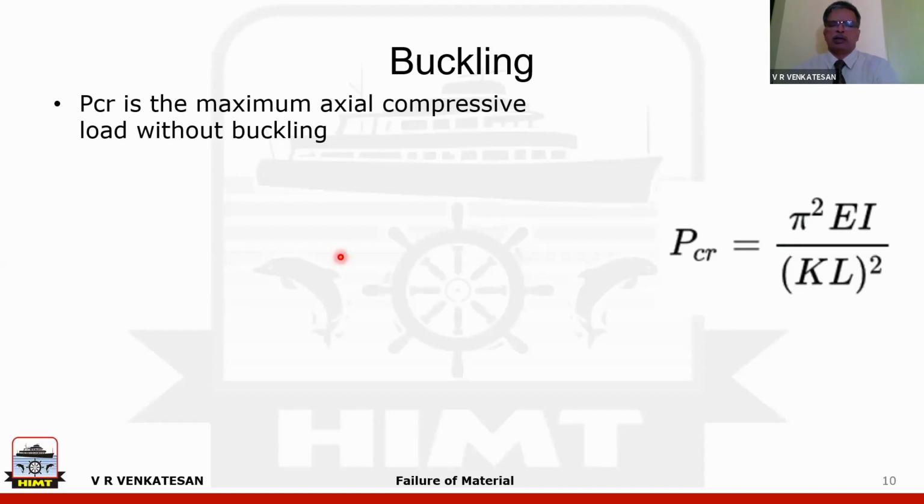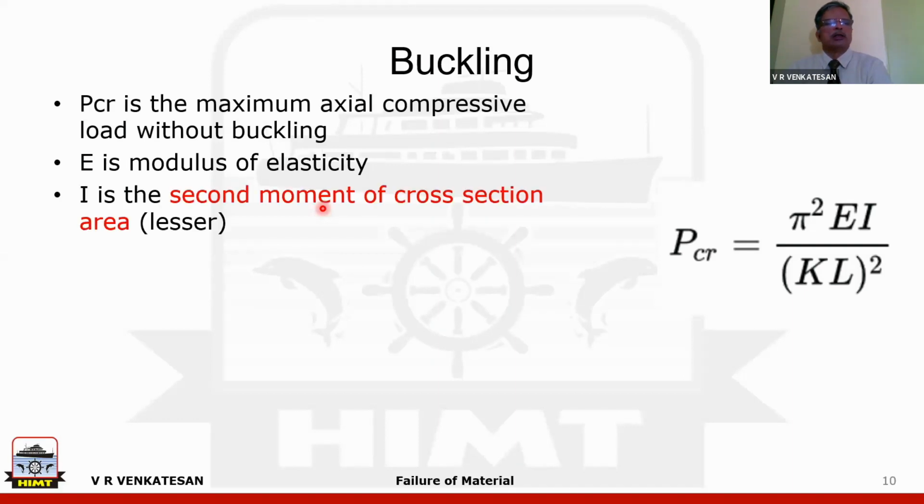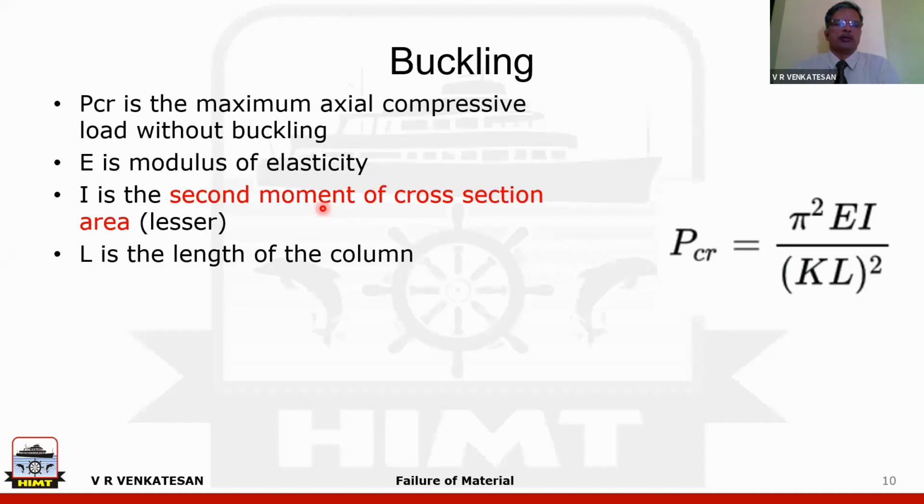In this formula, you can see the letter E stands for modulus of elasticity. I is the second moment of the cross-sectional area, or whichever is the lower one. And L is the length of the column. Whatever the length of the column is, that is taken as L in this formula. Pi is pi, that everyone knows. And K is called the effective length factor. This is an important point to understand.